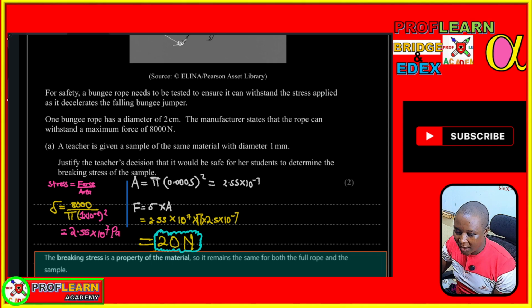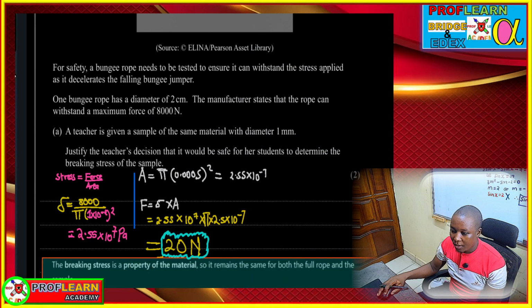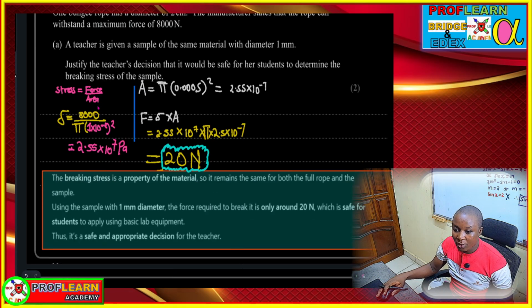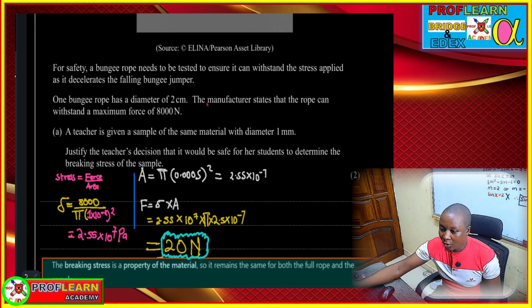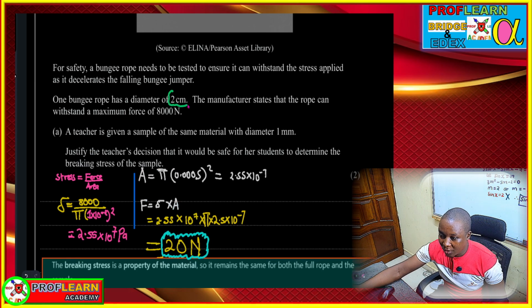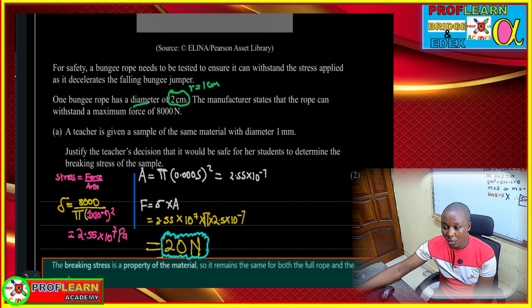But let's work out the stress. In this case, the stress is going to be force over area. So we are going to use this data that was provided here, 2 centimeters. This was the diameter. We can see the radius is going to be 1 centimeter, so we can use this radius in order to work out the area.